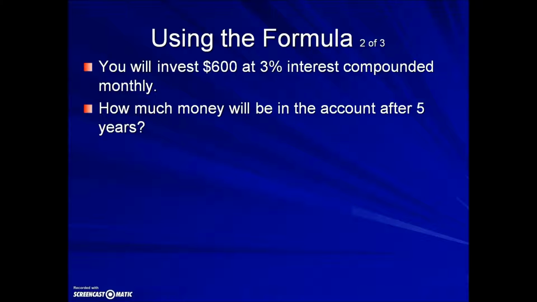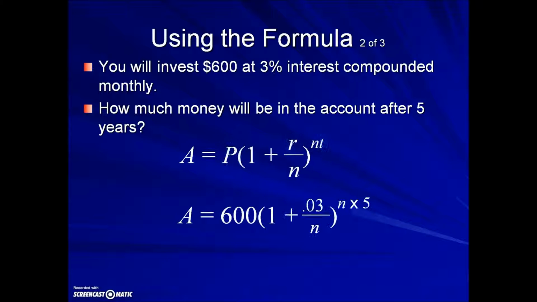You will invest $600 at 3% interest compounded monthly. How much money will be in the account after 5 years? Here's the compound interest formula. We'll replace each of these variables indicated with the information from the problem. They're investing $600. That's our principal. The interest rate as a decimal is R, which is 0.03, and this money will be in the account for 5 years. That value will replace T.